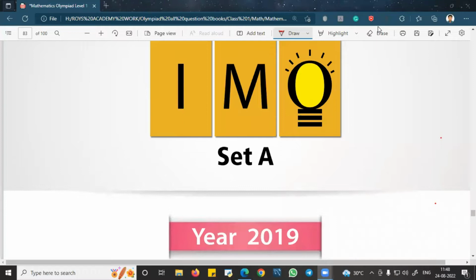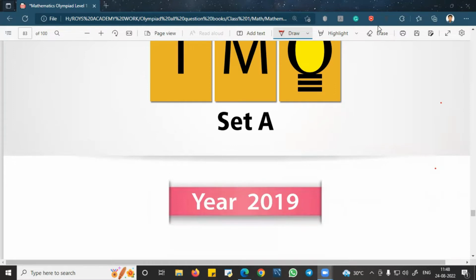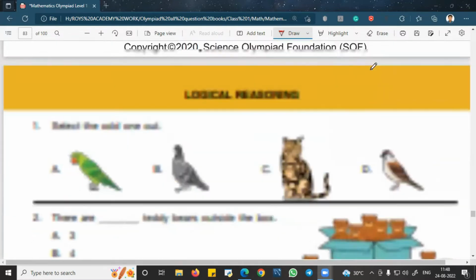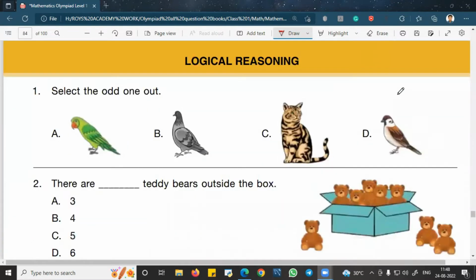Hello dear student, welcome to Roy's Academy. In the discussion of previous year questions of class 1 mathematics, today we will discuss the 2019 Set 1 mathematics question paper. At first we will discuss the logical reasoning section. Okay, so let's start our discussion.